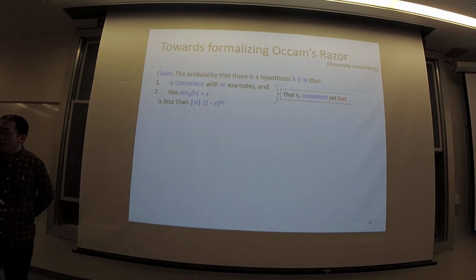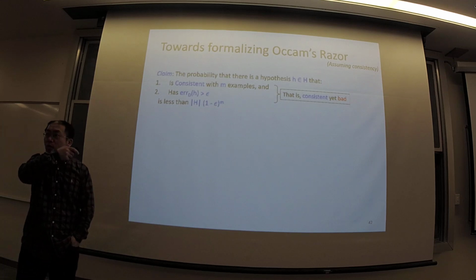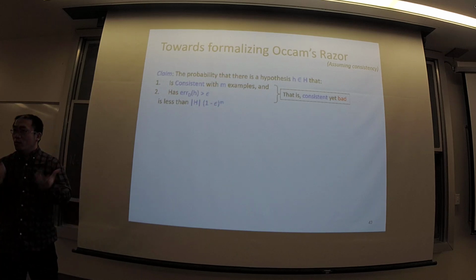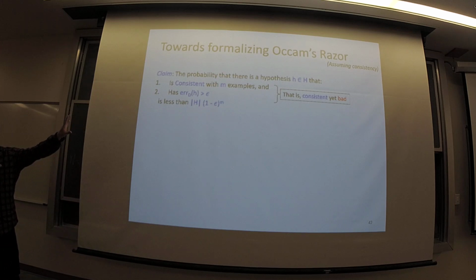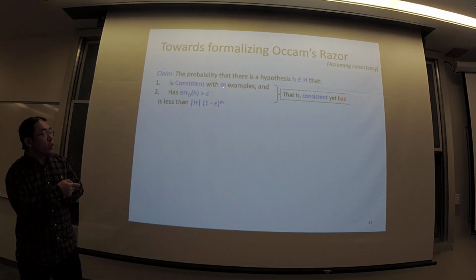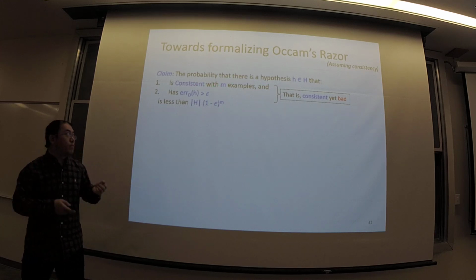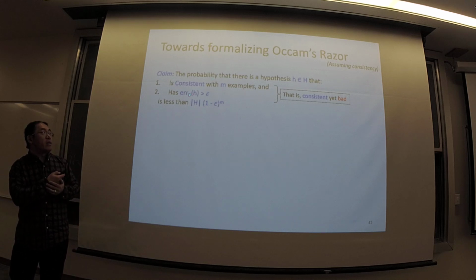You get the point? Does it make sense? So let me say it again. It's a bit abstract, but believe me, it's not tricky. It's just a way to think of it. So let us look at this. First, this is a random event. When this event happens, there are two conditions. First, I have a consistent hypothesis which can perfectly predict M training examples. And secondly, the true error of the hypothesis is bigger than some level epsilon.